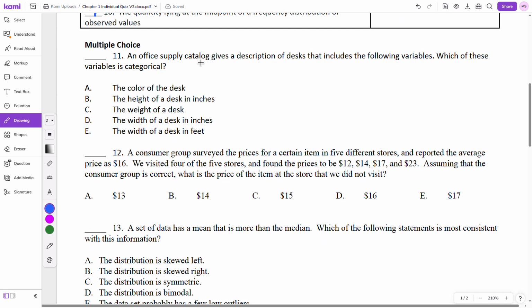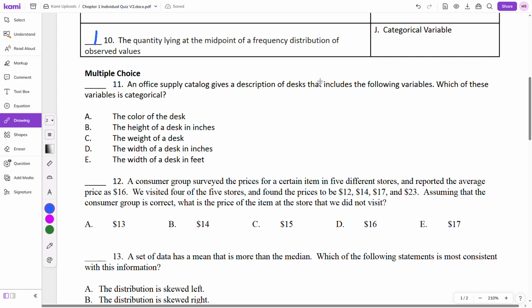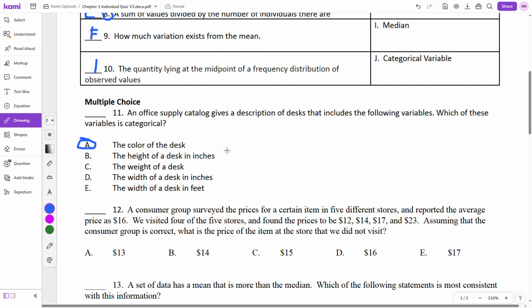All right. As always, please pause the video before you listen to the explanation. And we're back. An office supply catalog gives a description of desks with the following variables. Which of these are categorical? The color, yes. Height is a number, weight is a number, width is a number. All the rest are numbers, but color is not a number. And so that's why it's a categorical variable.